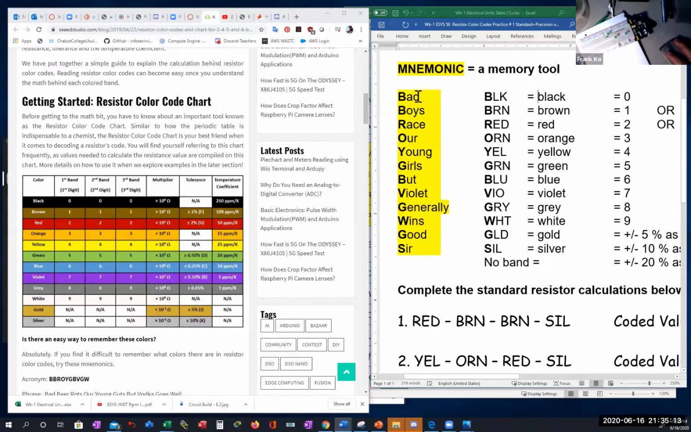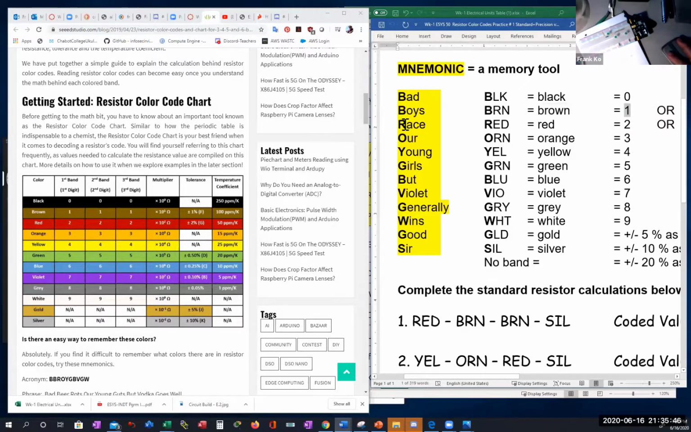So the first B stands for black. BLK is the abbreviation I will use, and black represents what numeral? A zero. Is that shown here on the color chart? Is black a zero all the way across? Yes. And then the second B, the shade closest to black, will be brown, abbreviated as BRN, and is given the value of one.